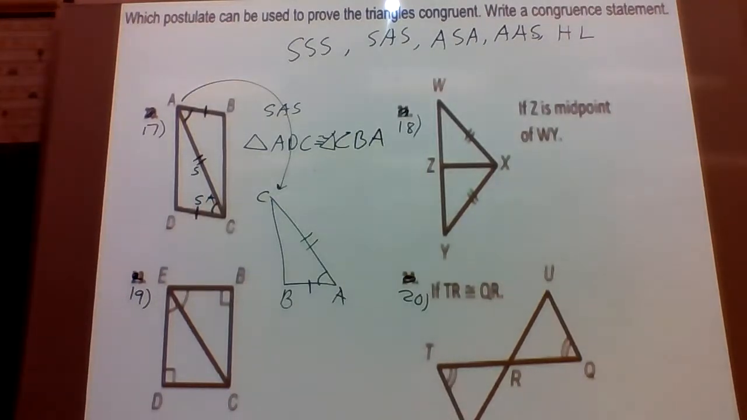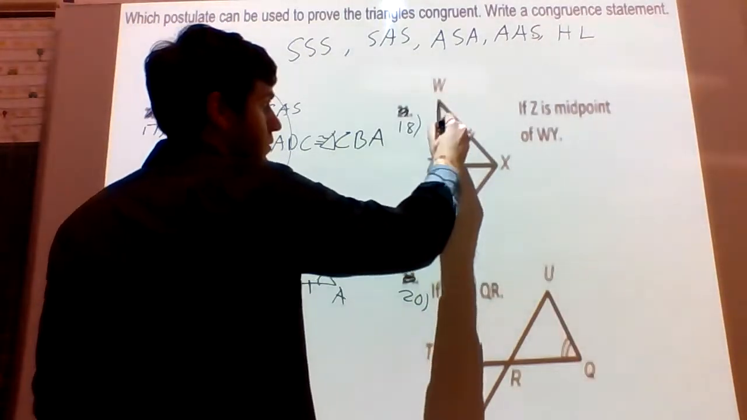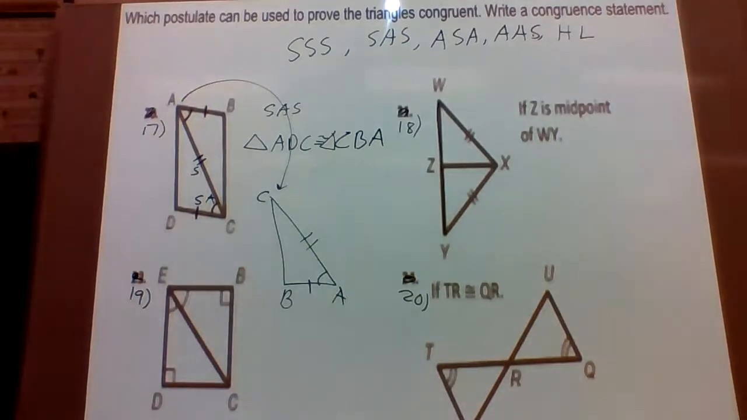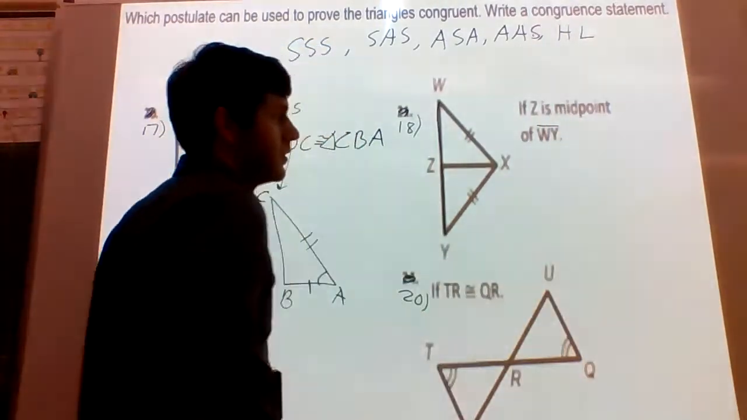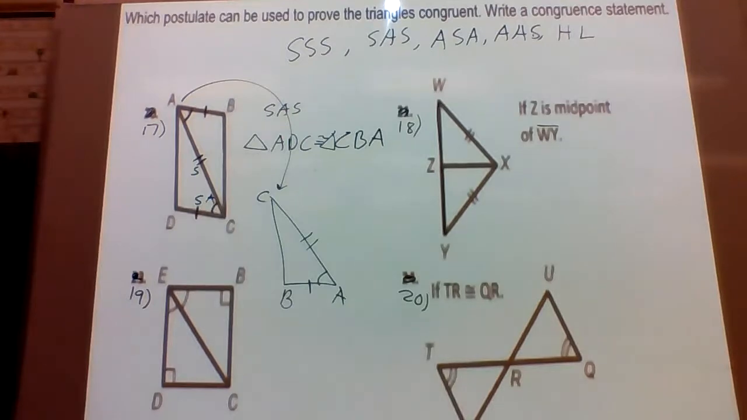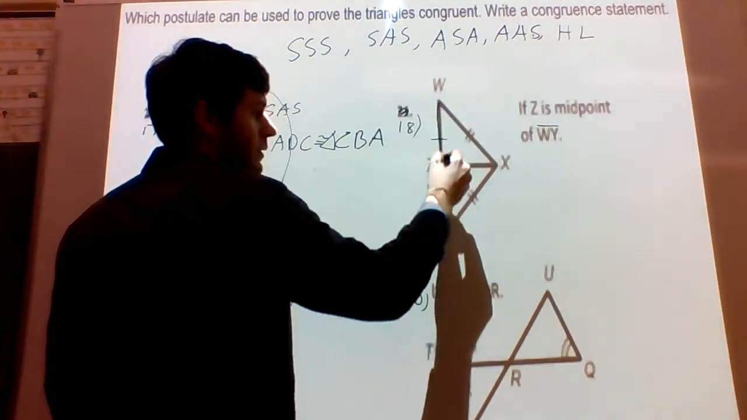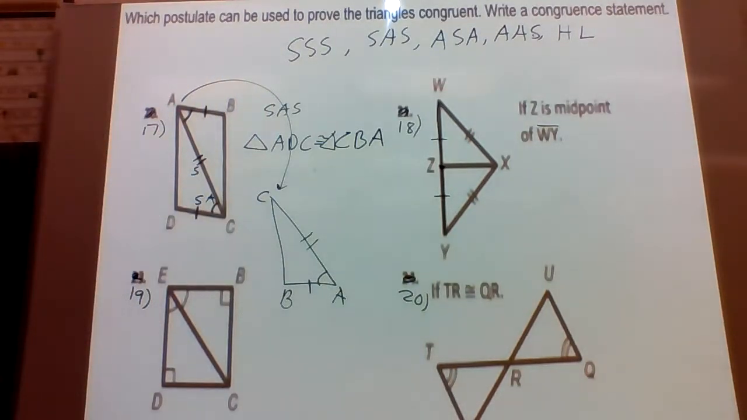Right, number 18, we have a midpoint. Z is the midpoint of YW. So this is YW or WY. This should be a segment. So since Z is the midpoint, we're splitting it in half. We're splitting it into 2 congruent segments. So we know WZ is congruent to ZY.